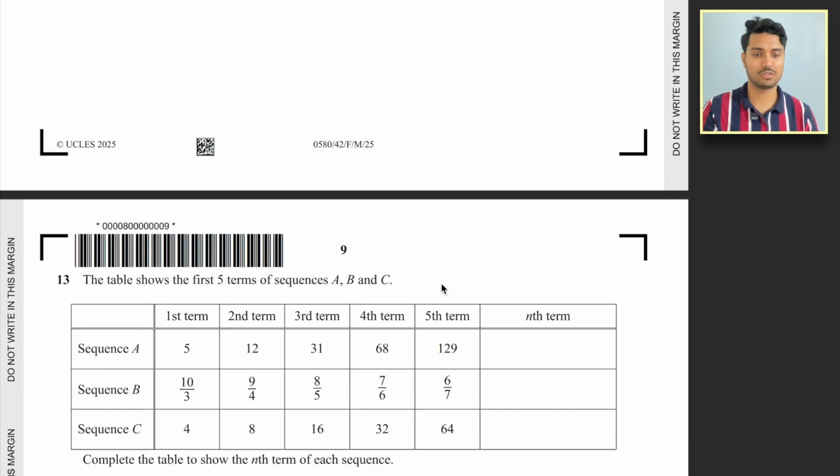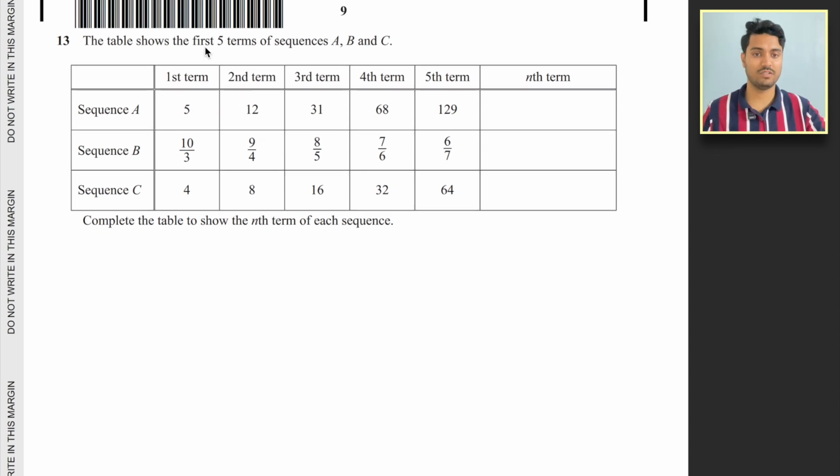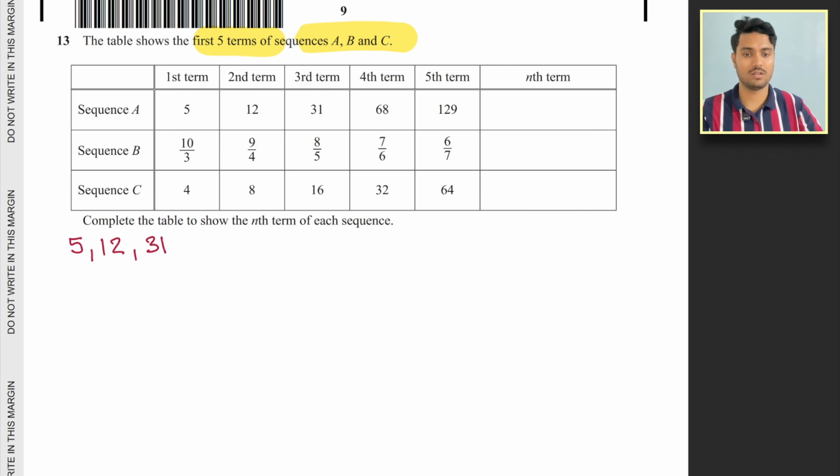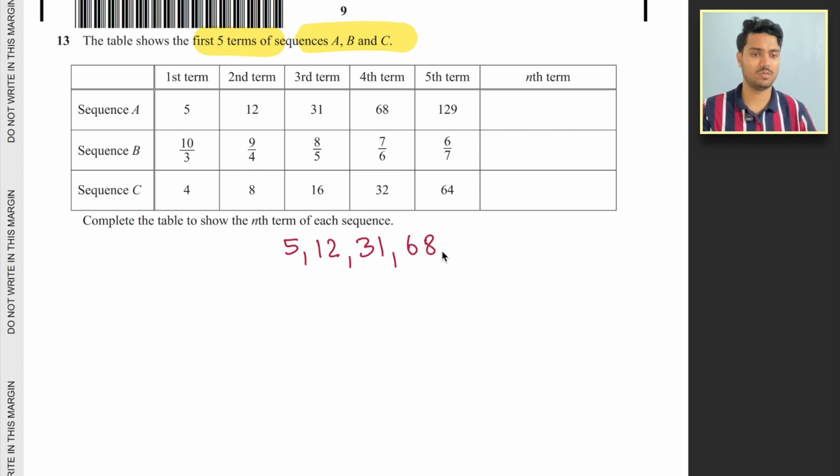Let's move on to the next question. Question number 13. It says the table shows the first 5 terms of sequences A, B, and C. Complete the table to show the nth term of each sequence. So we have to find the nth term of each and every sequence. Let's check the first sequence. What if it's a quadratic or a cubic sequence? So we have 5, 12, 31, 68, 129.